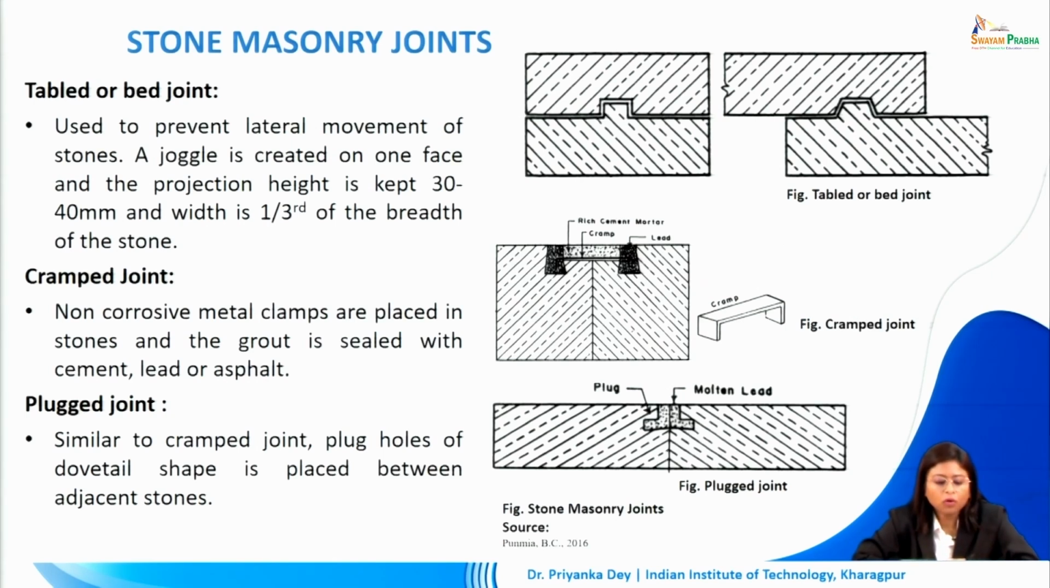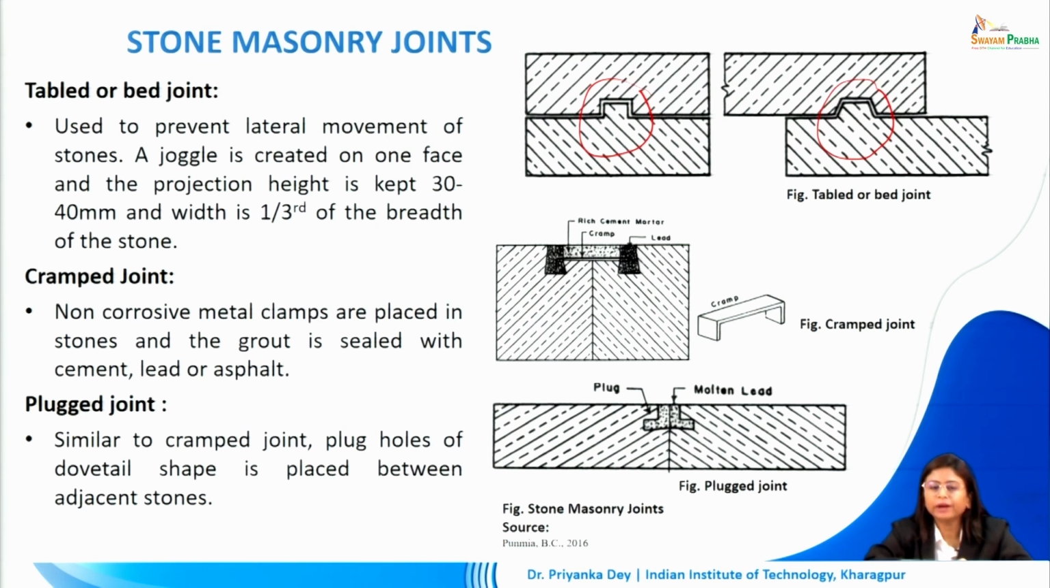The table or bed joint is similar to the tongue and groove joint. The only difference is it is happening between successive courses instead of on adjacent stones. So here we are preventing lateral movement of the stones. The joggle is created on one face, and the projection height is kept to about 30 to 40 mm, and the width is 1/3 of the breadth of the stone. So in each consecutive layer we are creating this bed joint.